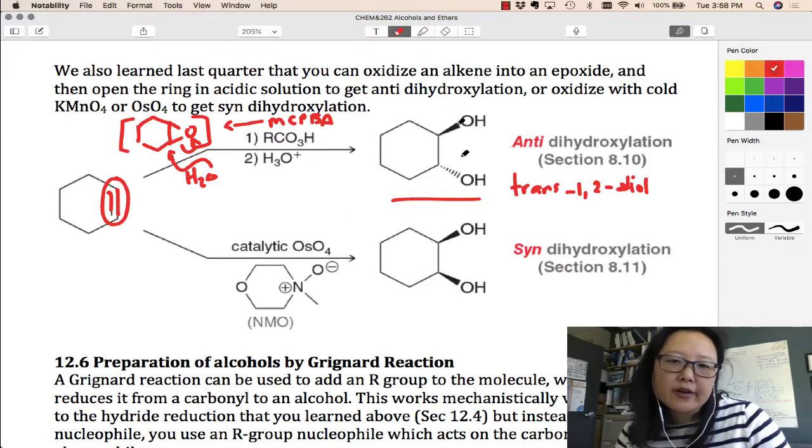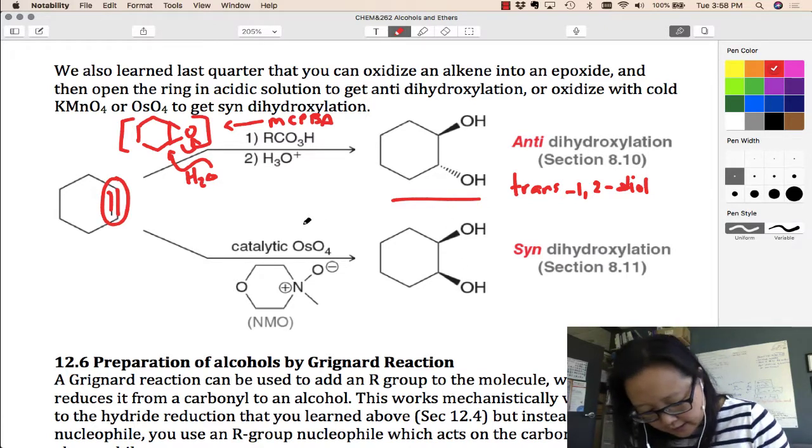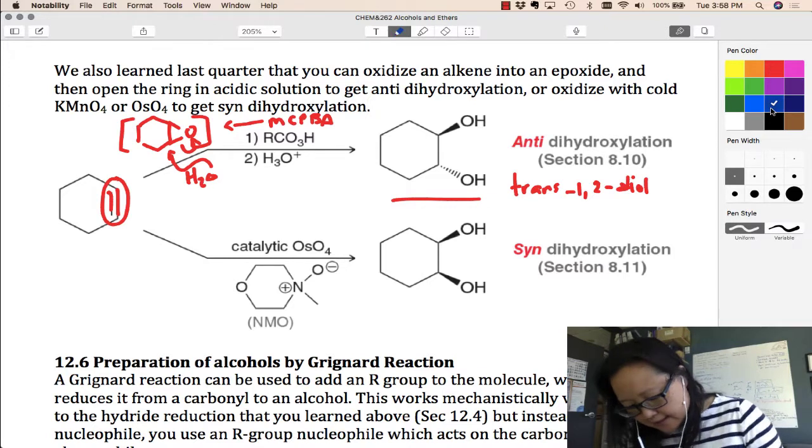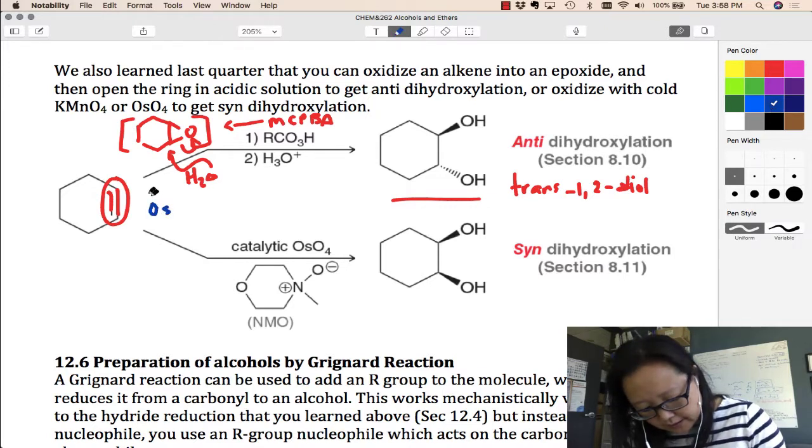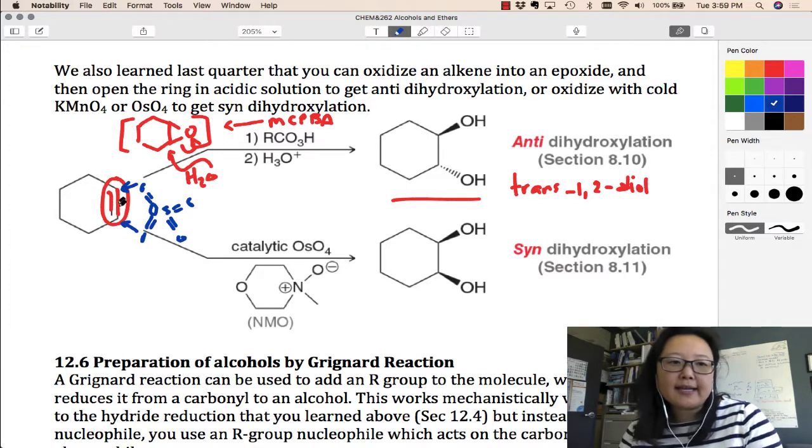If you don't want the trans and you want cis, then you want some kind of reagent that delivers the OHs on the same side. So in a different color, I'll show you. OsO4 is osmium tetraoxide. And these oxygens go onto the same side, delivered by OsO4. Okay, so that's why they're syn.